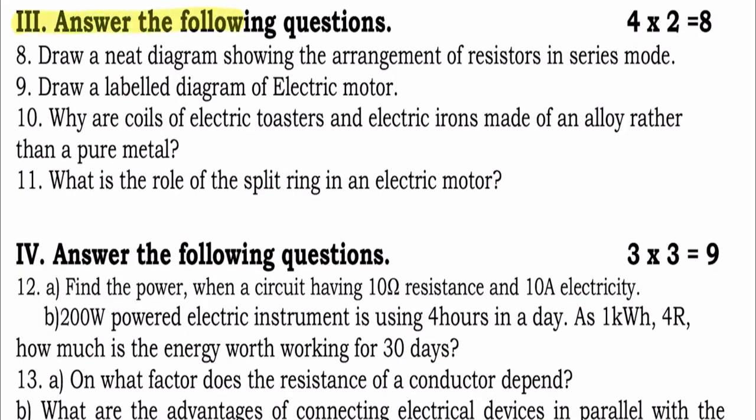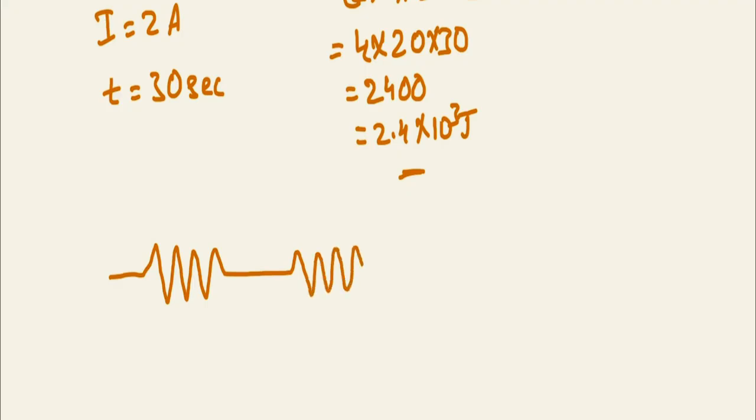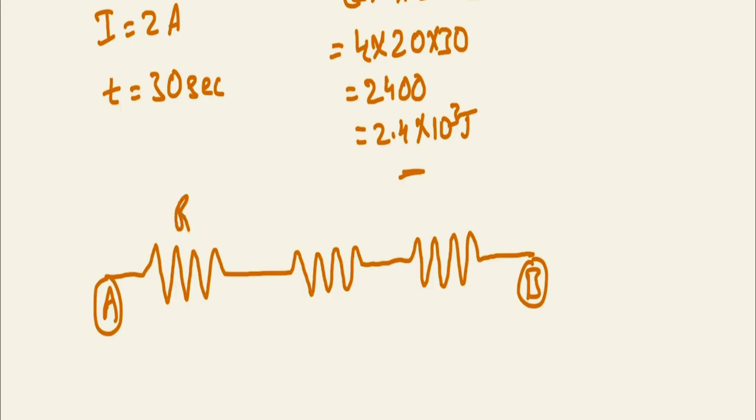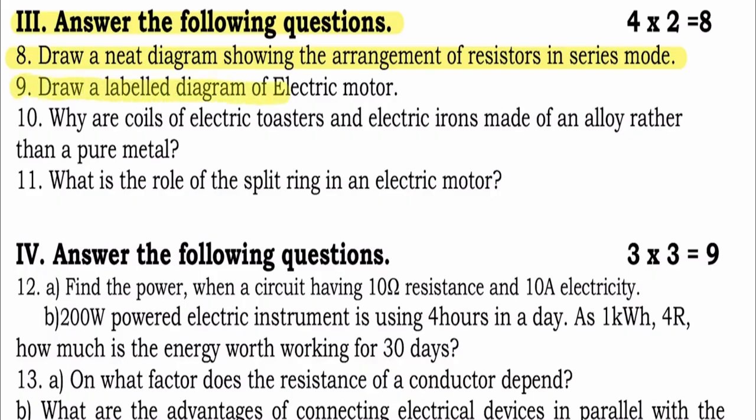Third main. Answer the following questions. Question number 8. Draw a neat diagram showing the arrangements of resistors in series mode. Since they have asked in series, we need to draw it like this. Here, let's take it as point B and A. This will be R1, R2, R3. And this is resistance in series. You can draw it parallelly if they asked about parallel. Question number 9. Draw a labeled diagram of electric motor. You guys can do it.